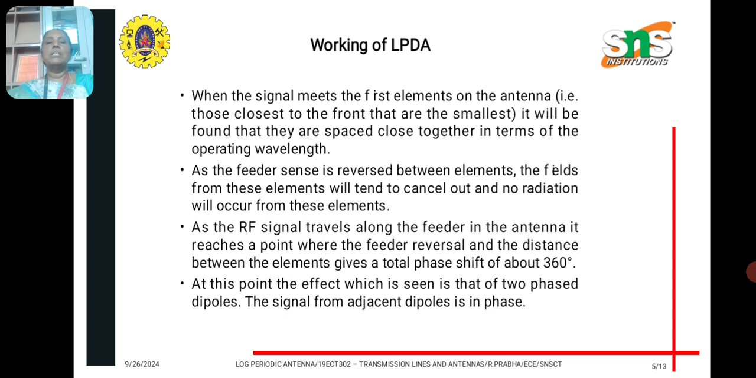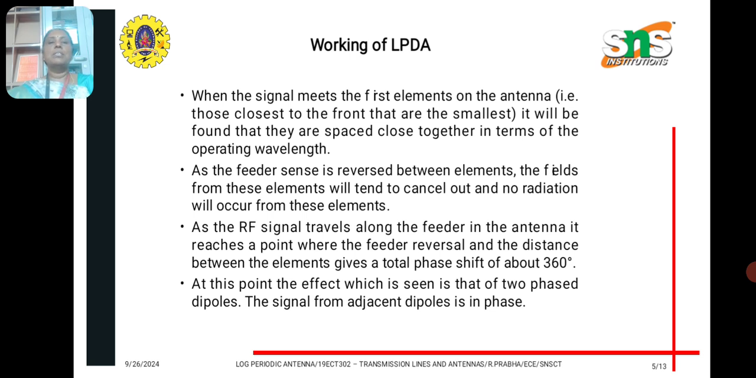So, the working of the LPDA is as follows. The signal meets the first element of the antenna. The first element here refers to the element which is closest to the front, that are smallest. And it will be found that they are spaced close together in terms of the operating wavelength. As the feeder sense is reversed between the elements, the fields from these elements will tend to cancel out and no radiation will occur from these elements.